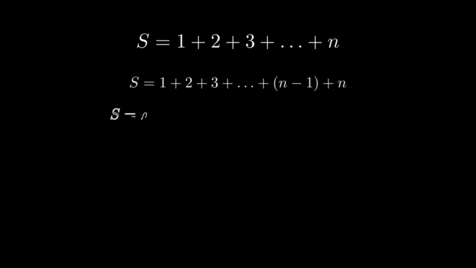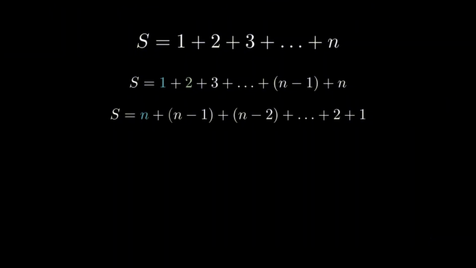Here's our original sum s. Now let's write this same sum again, but in reverse order, starting from n and going backwards to 1. The value doesn't change, it's still s, because we're adding the same numbers, just in a different order. Let's look at what happens when we pair up corresponding terms from both sums.